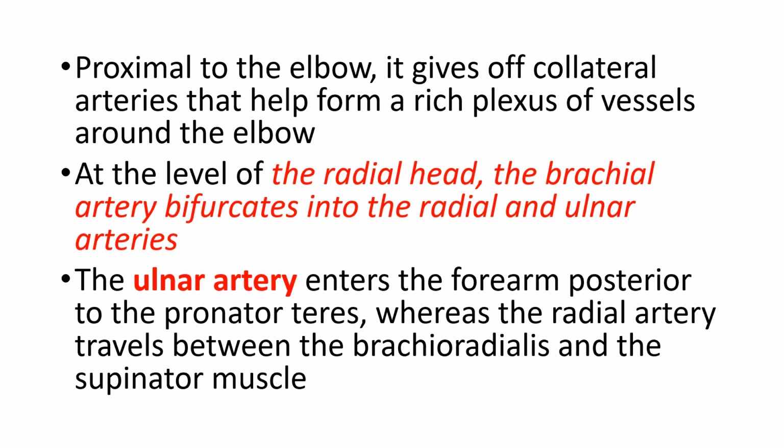At the level of the radial head, the brachial artery bifurcates into radial and ulnar artery. The ulnar artery enters the forearm posterior to the pronator teres, whereas the radial artery travels between the brachioradialis and the supinator muscle.